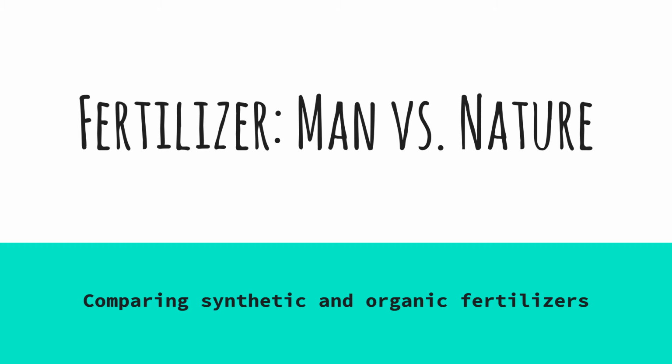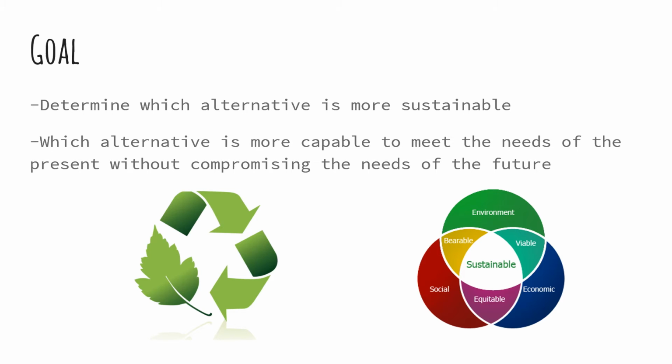Fertilizer. Man versus nature. Comparing synthetic and organic fertilizers. The goal of our research is to determine which type of fertilizer, synthetic or organic, is more sustainable while looking at the three pillars of sustainability, as sustainability is defined as whatever is best apt to promote the needs of the present without compromising those of the future.